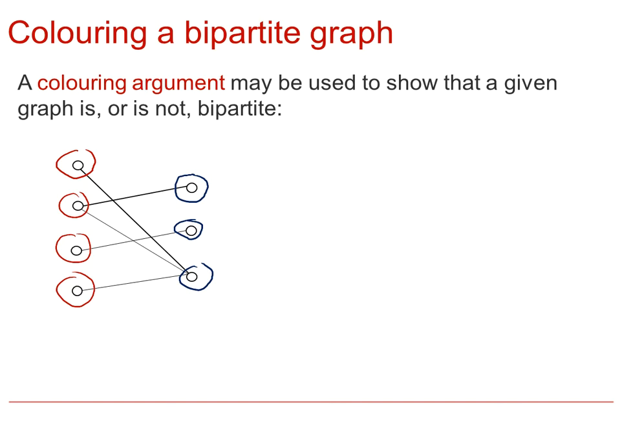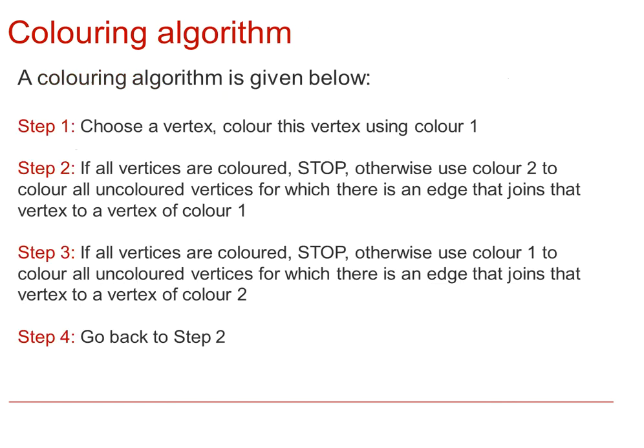Sometimes bipartite graphs are much larger and drawn less clearly than this example here, so the colouring argument can be used to help decide whether a graph is bipartite or not. You do not need to learn algorithms, as they will be given in the question or formula book in the exam. However, it is useful to be aware of this common colouring algorithm as given below.